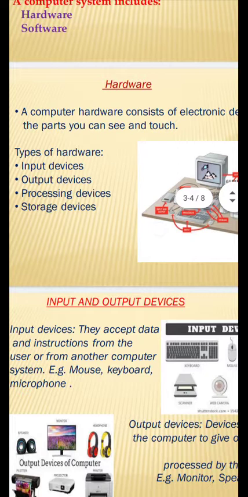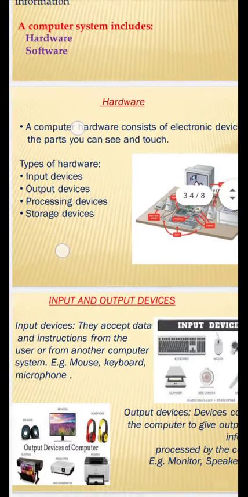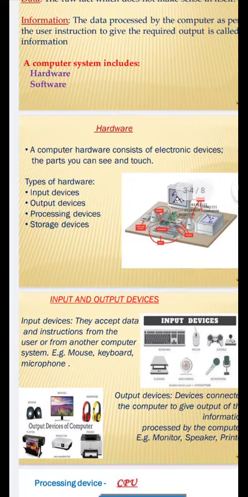First is hardware. What is hardware? All the physical parts or components of the computer system which can be seen and touched are called hardware devices. Like your keyboard, mouse, speaker, all are your hardware which can be seen and touched.